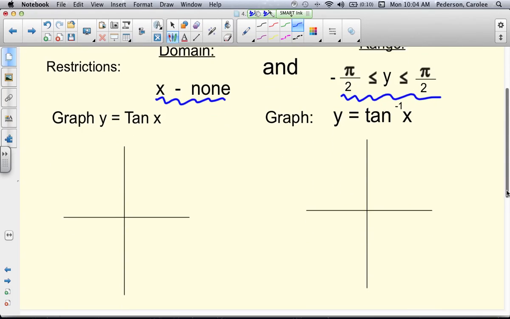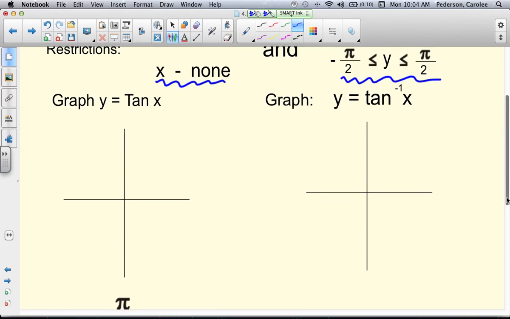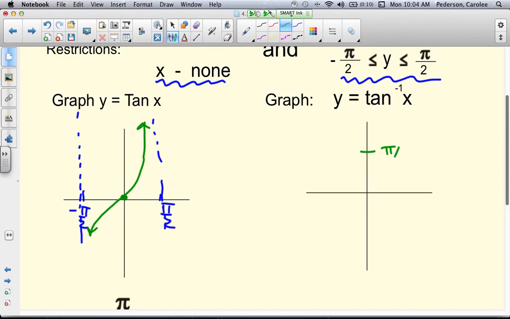Okay, so to review with you what the tangent parent function is, here's negative pi over 2, here's pi over 2. Let's graph the asymptotes. And then over the halfway point looked like this, and then I had it snake. If I interchange those ordered pairs, all those vertical asymptotes now are going to be horizontal asymptotes as an inverse function. So here's pi over 2. Here's negative pi over 2. They're going to be horizontal asymptotes.